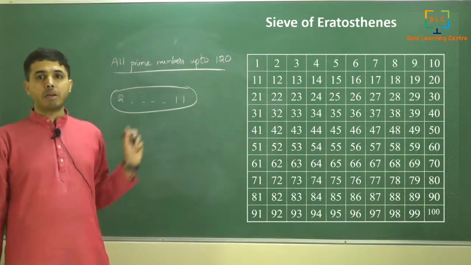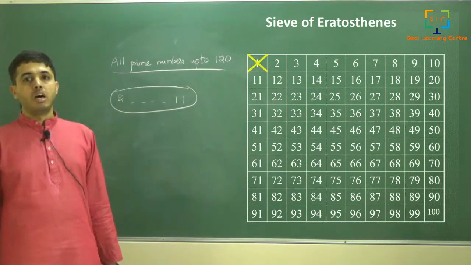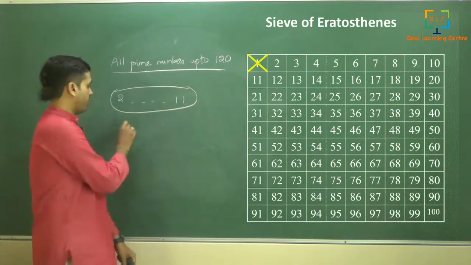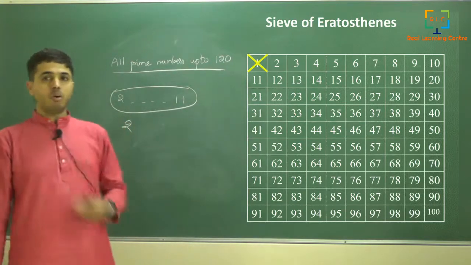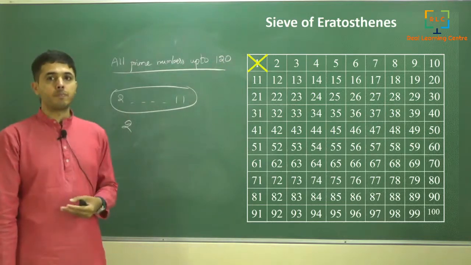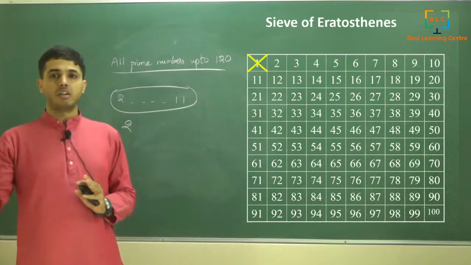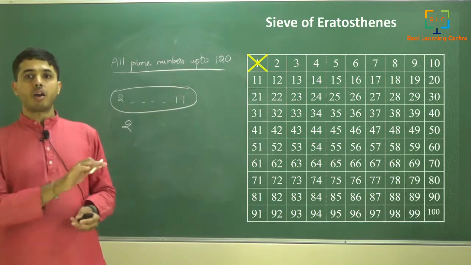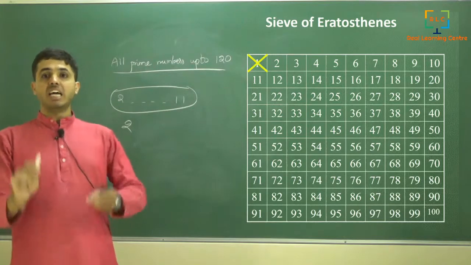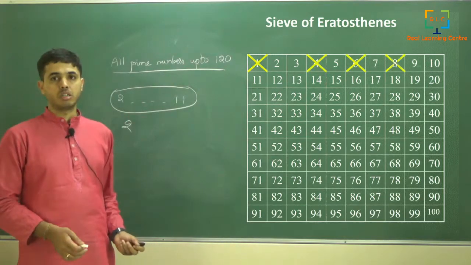Number 1 is neither prime nor composite, so let us rule it out. It's cancelled. Now starting from number 2. Number 2 is a prime number, we all know that. Now what is the next multiple of 2? That is 4. And further 6, 8, 10, 12, 14 are all multiples of 2, hence they are composite. So let us rule out all those composite numbers.